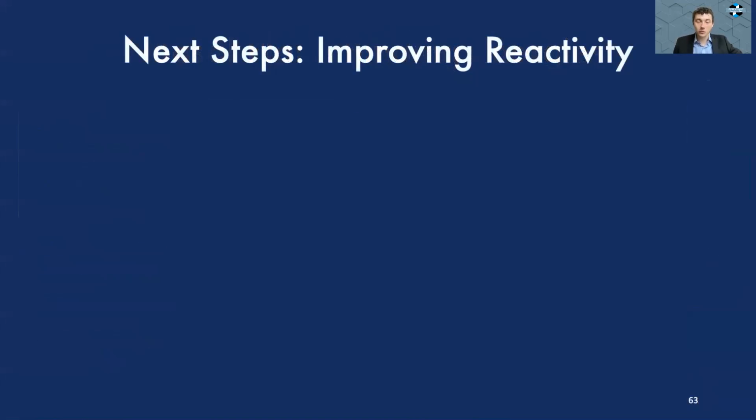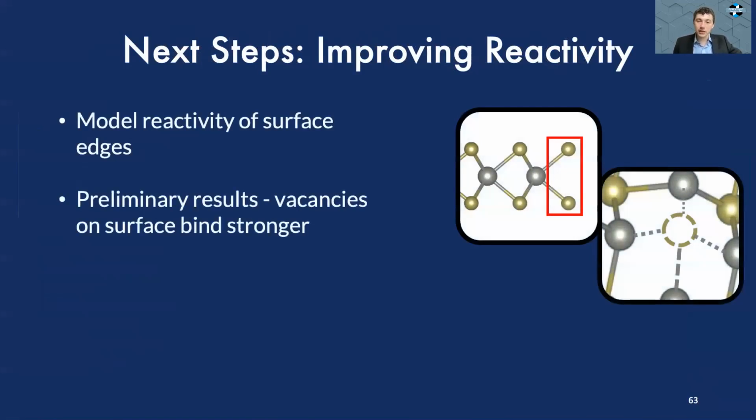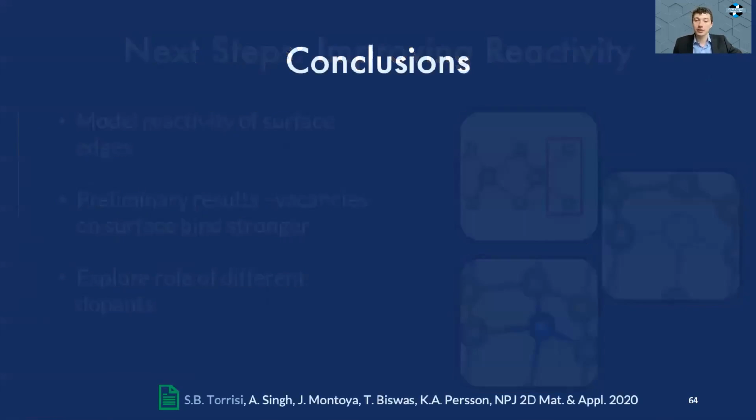So as mentioned earlier, we only looked at the basal planes. MoS2, for instance, is a good hydrogen evolution reaction catalyst, but the basal planes are unreactive. It's the undercoordinated atoms at the edge sites that are active. So we'd like to continue looking into different kinds of these materials, such as how defects could alter the reactivity. We found preliminarily that vacancies tend to lead to stronger binding. We'd also like to look at the role that dopants could play in enhancing the catalytic activity of these materials.